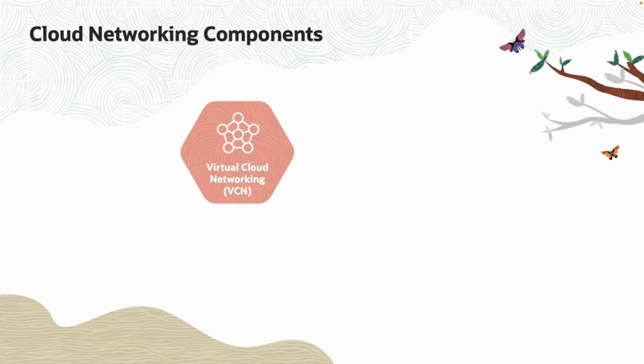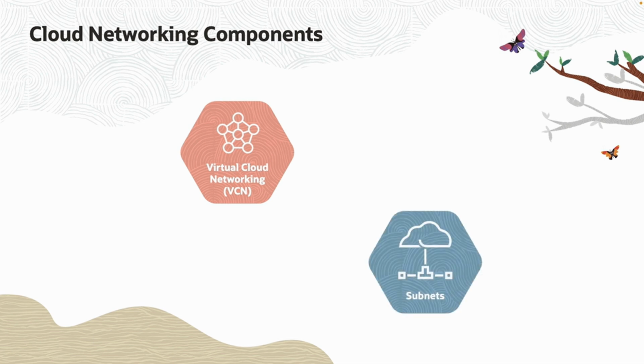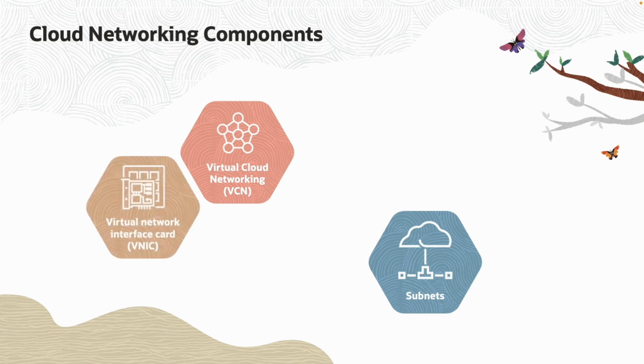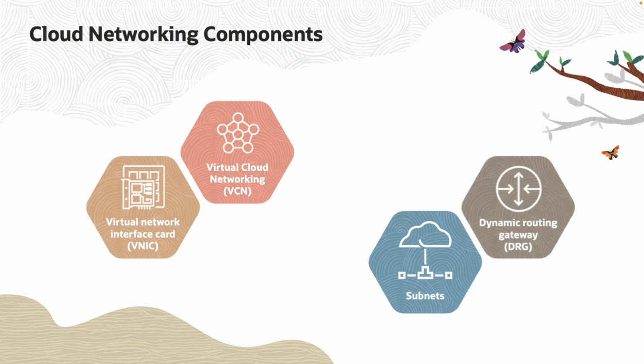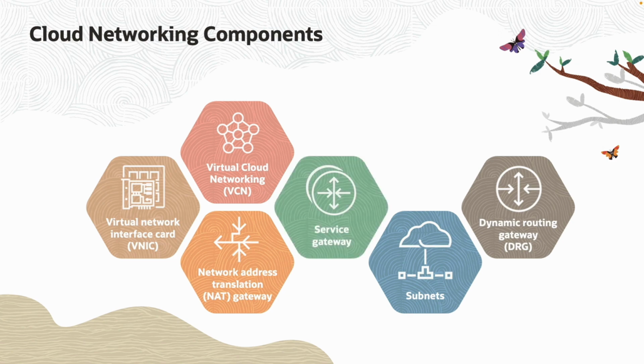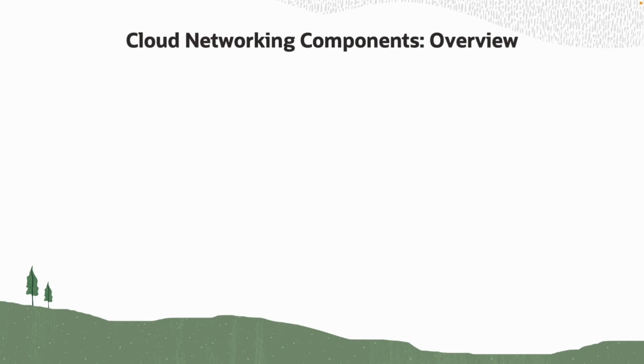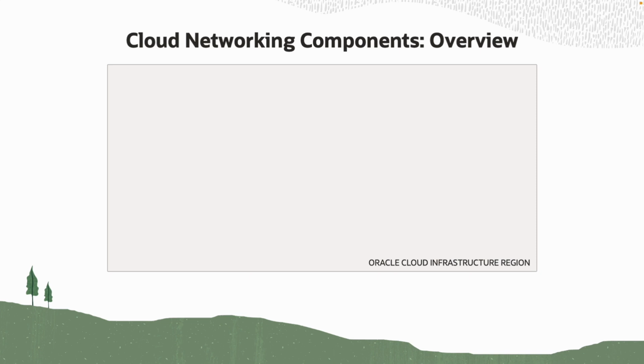The first component to know are virtual cloud networks, or VCNs. The next are subnets, as well as virtual network interface cards, or VNICs. Also, dynamic routing gateway, or DRG, network address translation gateway, or NAT, and finally, service gateway. Let's show how all these networking components work together.